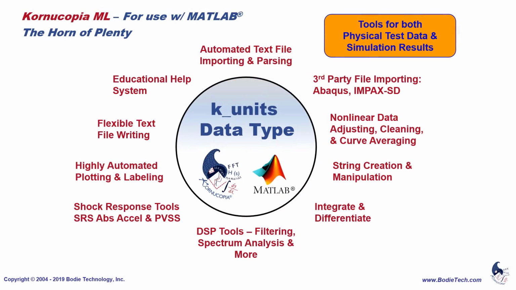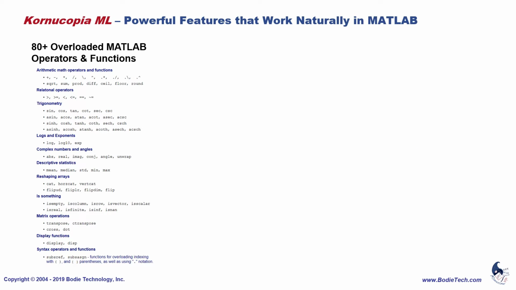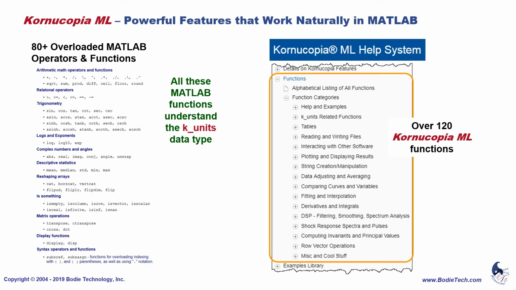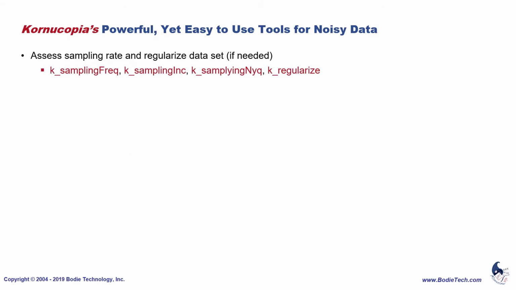As presented at the beginning of this video, Kornucopia has a variety of tools to process noisy and messy data, just like the data that is typically recorded in Vidas high-speed, transient test measurements. Additionally, Kornucopia works naturally with a large number of built-in MATLAB functions. Plus, there are over 120 Kornucopia advanced functions that span a variety of categories related to working with complicated, real-world data. When working with frequency-rich data that may come from a variety of sources, Kornucopia's suite of DSP and shock spectrum tools are extremely helpful.